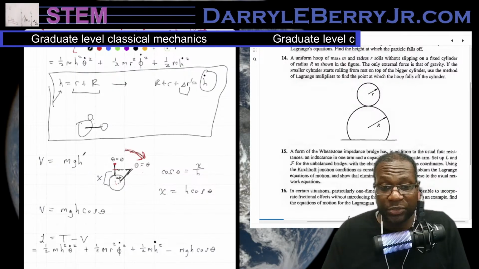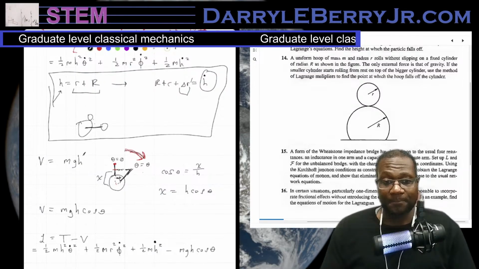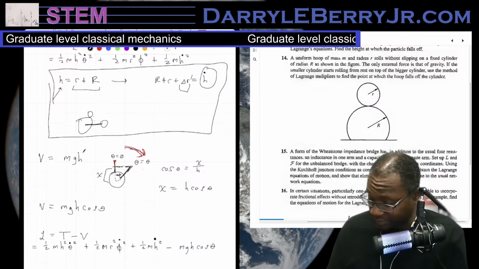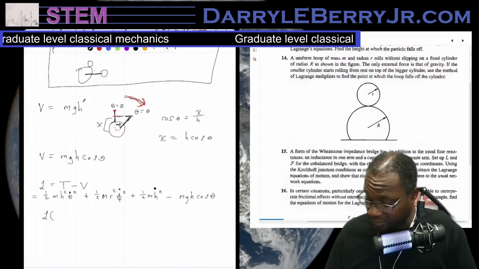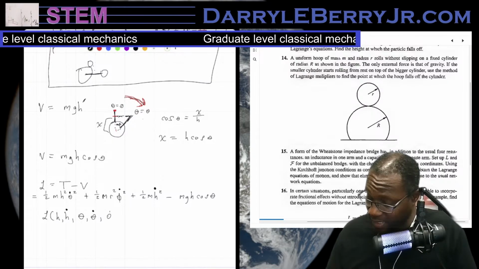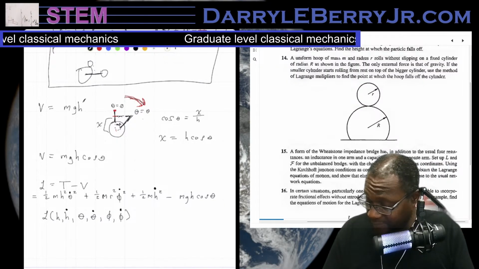So now we have the Lagrangian, and we have to take 3 for the Lagrange equations. So the way I have it here, the Lagrangian is a function of h and h dot, theta and theta dot, phi and phi dot. So that's another reason why we put things in terms of everything we can.